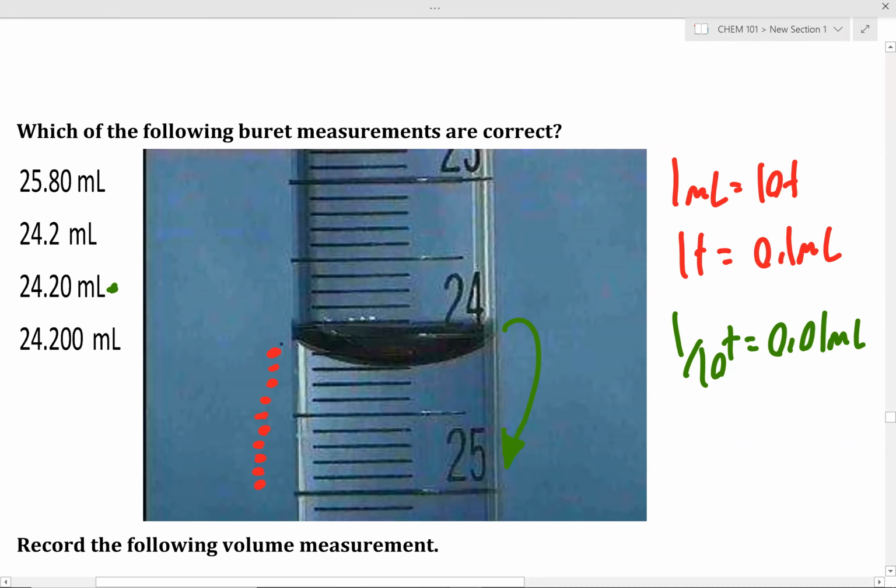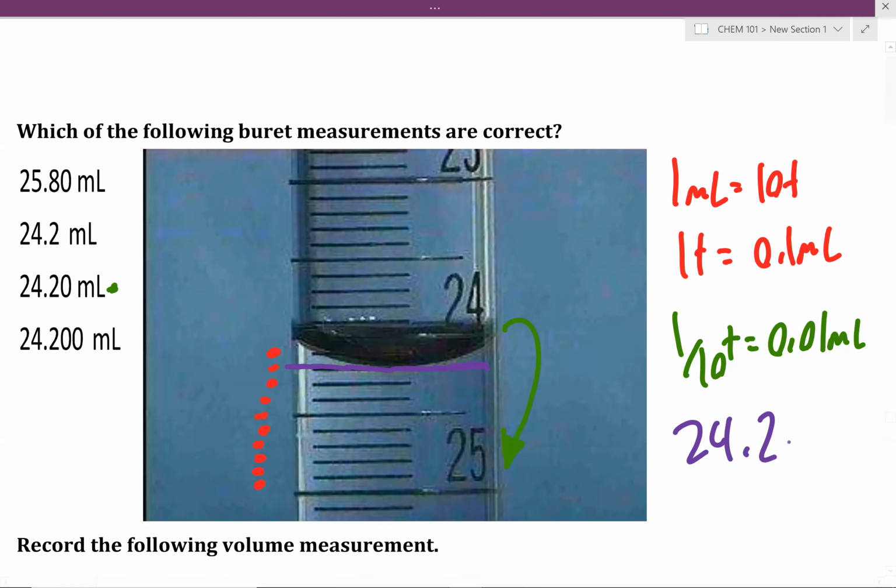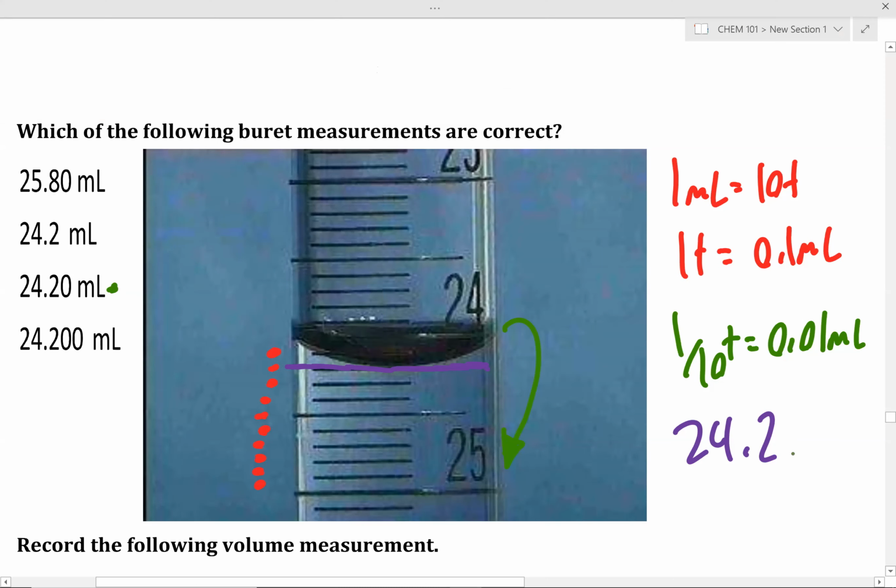So what tick mark are we past here? We are past what tick mark? The bottom of the meniscus. So let's count. Remember I said 1, 2, 3, 4. What tick mark are we past here? If I drew this line here, 2, the second tick mark. So we can write our certain digits as 24.2, and then can we estimate an additional digit? Yes, so this would be 24.20 milliliters.